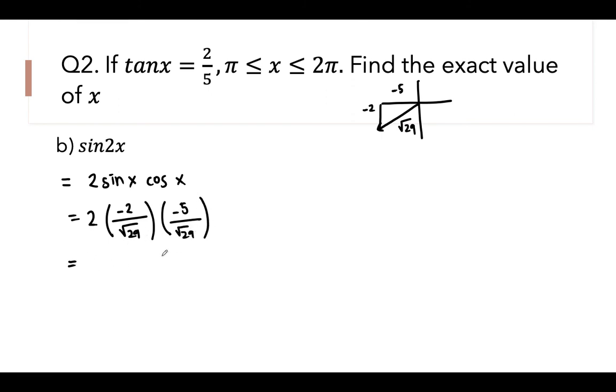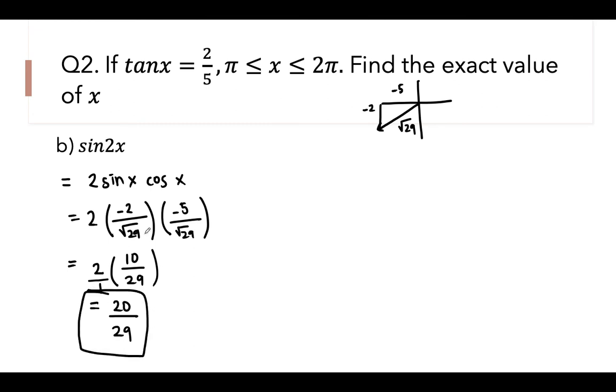So let's multiply the top and the bottom. So it's going to be 2 times 10 over 29. Therefore, it's going to be 20 over 29. 2 times 10, right? Because 2, remember, is 2 over 1. So numerator and separately done with denominator. So this would be my exact answer for sine 2x.